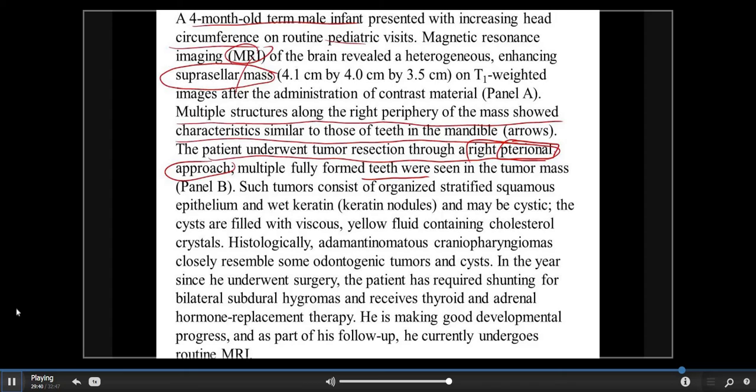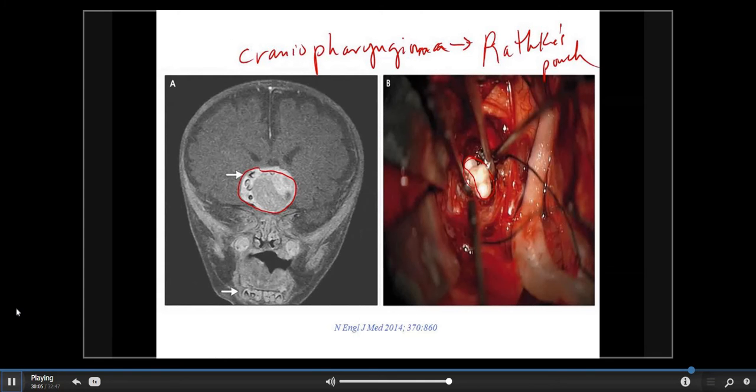The tumors consisted of organized stratified squamous epithelium and wet keratin. Not much to add to that. So histologically, this craniopharyngioma resembles odontogenic tumors and cysts. Now, obviously, when they remove the tumor, the person is making good developmental progress, and so forth. So, a person that embarks on the profession of being a neurosurgeon can definitely take care of these problems in these patients.